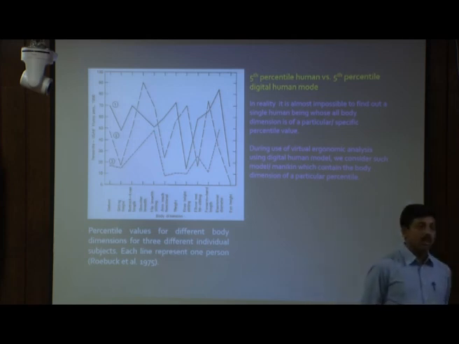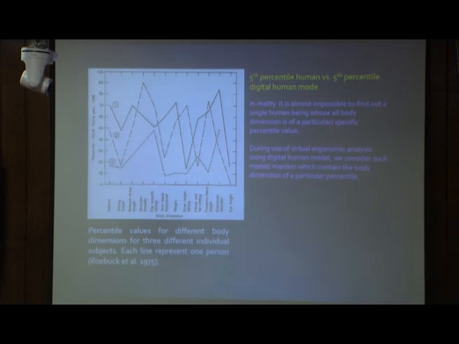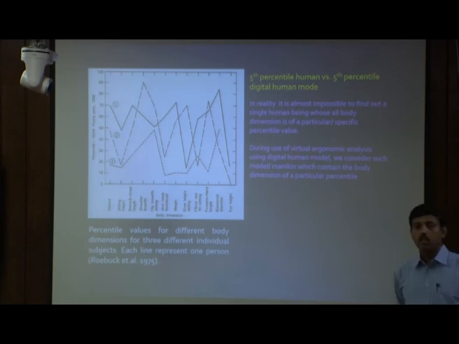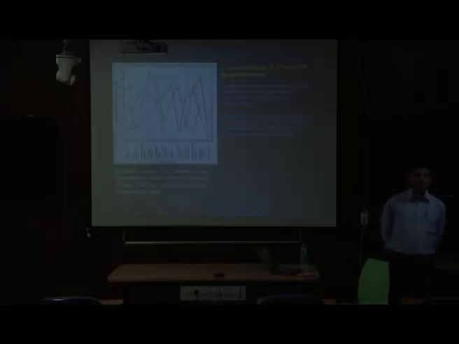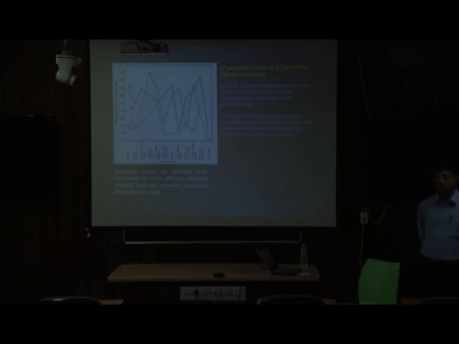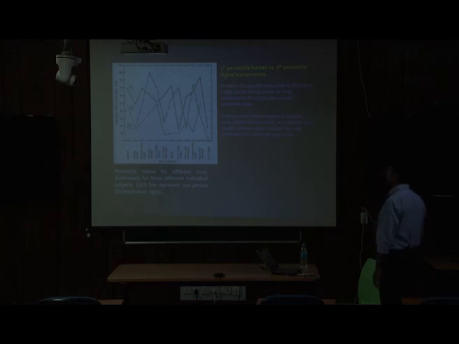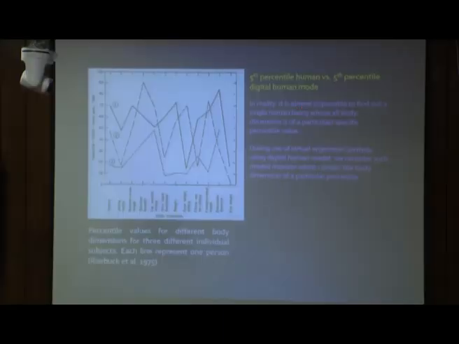If someone's height or hand length is of a particular percentile, say 90th percentile, it never means other body parts will be of 90th percentile or nearby. It may be something different also. In reality, it is almost impossible to find a single individual whose all body dimensions are of a particular percentile value, say 5th percentile.